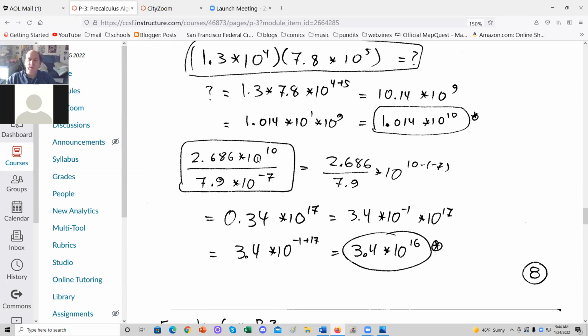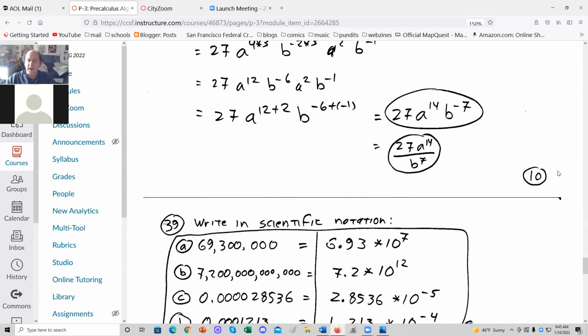And here we have a ratio of powers of 10, so we subtract the powers, 10 minus negative 7. Now, if you work this out, this ratio comes out to 0.34. This comes out to 10 to the 17. Again, this is not quite in proper scientific notation, because this is not between 1 and 10. So we rewrite this as 3.4 times 10 to the negative 1. Then 10 to the negative 1 times 10 to the 17th, you add the exponents. And the result, 3.4 times 10 to the 16th, is this ratio.